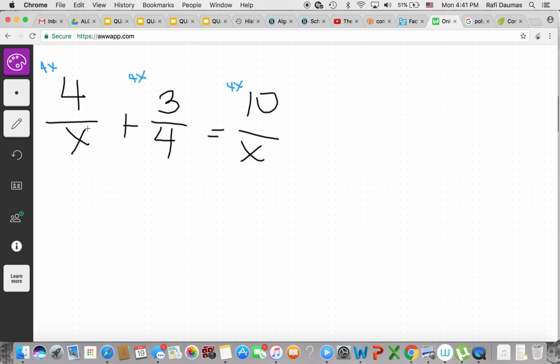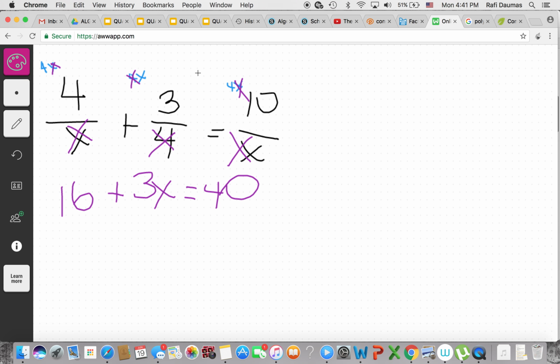So then we do this. The x cancels out this x there. So then we're left with 16, because 4 times 4. And then here, the 4 cancels out this 4. So then we're left with 3x. And then this x cancels this x out, and we're left with 40.